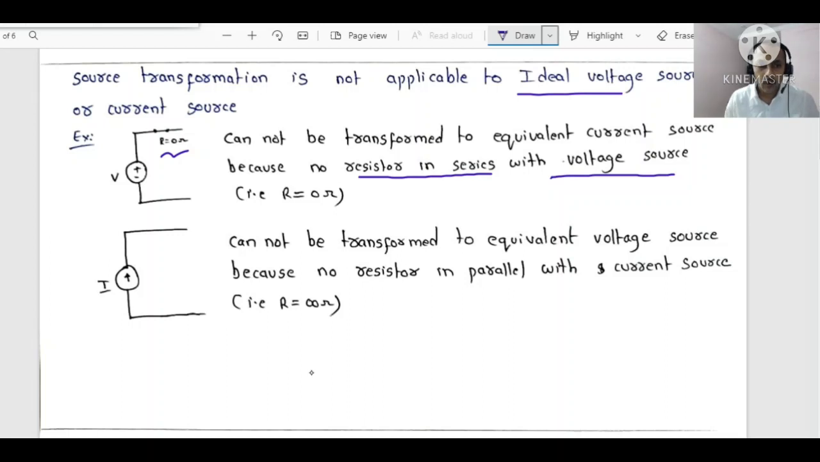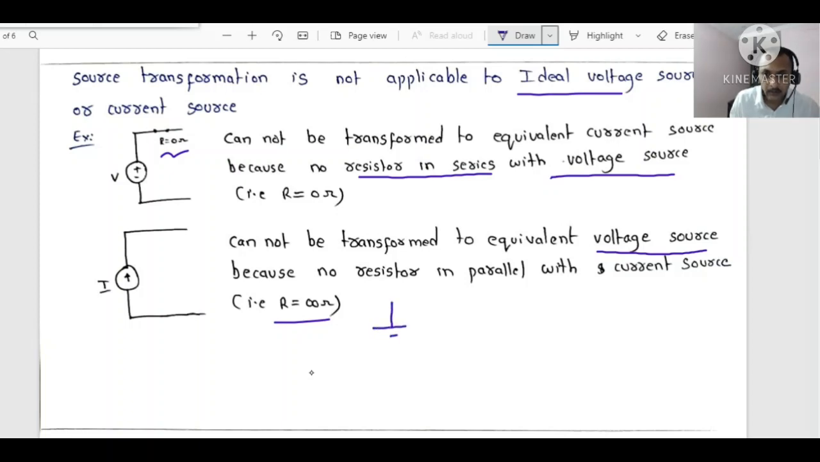Similarly, if you have only a current source and there is no equivalent resistance parallel to the current source, then also we cannot transform it to an equivalent voltage source. Very, very important. Now one more important basic: in our electrical circuits connections, you won't have something like this.